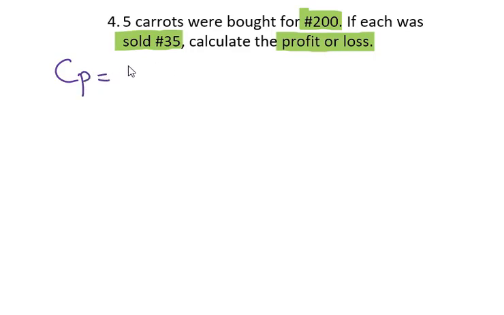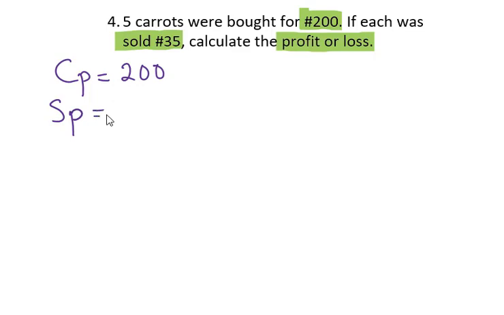Now 5 carrots were bought for 200. They did not say each of the 5 carrots, they said the whole of the 5 carrots were bought for 200. So the cost price is just 200. Please get to understand it. They never said each, they said all the 5 carrots were bought for 200, and that is why the cost price is 200.